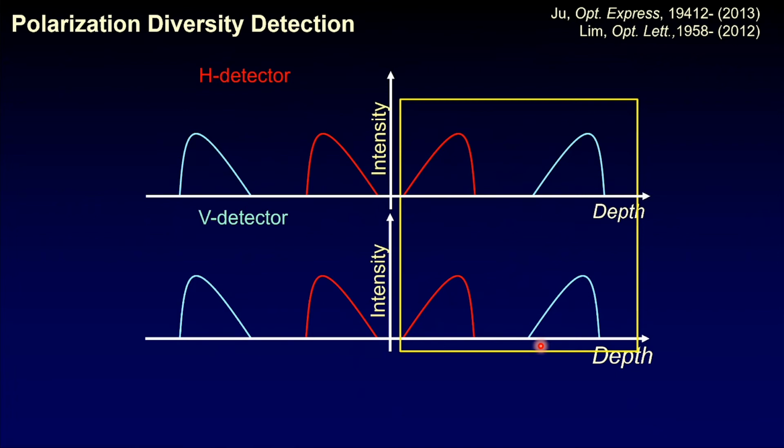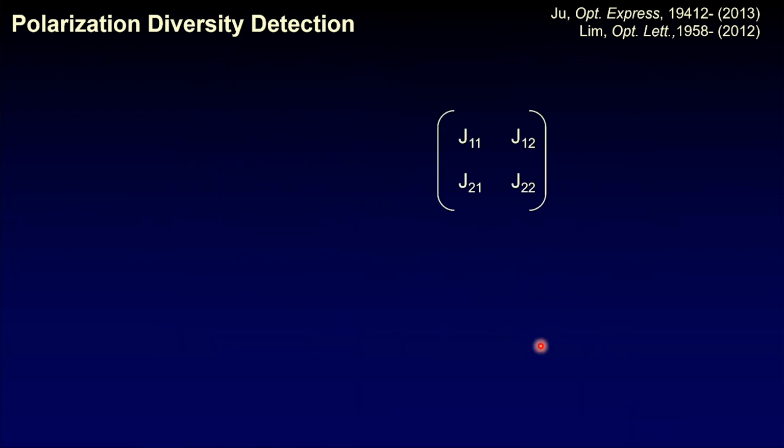In addition, the OCT signal is complex, as I've talked about earlier in this lecture, as the Jones matrix is. So roughly speaking, these 4 complex OCT signals form the Jones matrix. Okay, so let's look at a little bit of mathematics.